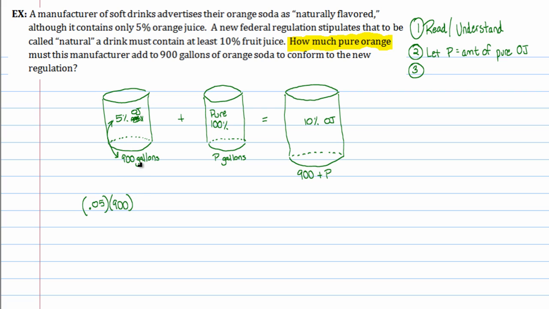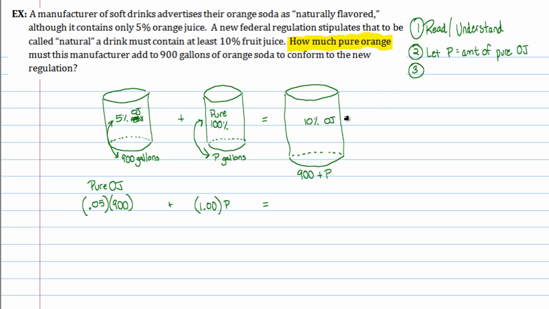Now, here's the reason why. If there's 900 gallons of liquid here, and I know 5% of it is pure orange juice, that means 0.05 times 900, or in other words 45 gallons of it, is pure orange juice. This is the amount of pure OJ in that vat, if you could sift it out. Plus 100% times P. 100% as a decimal is 1.00 times P. And that's just multiplying these two numbers together.